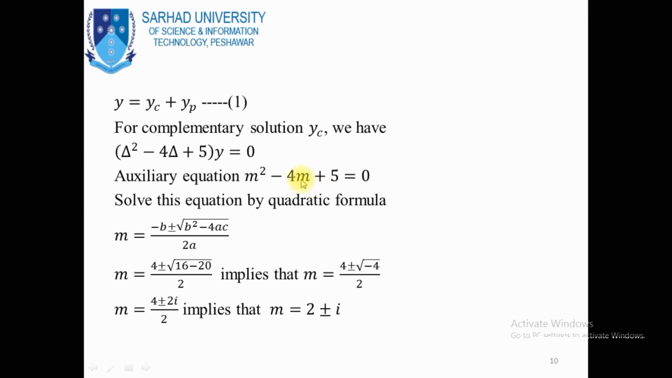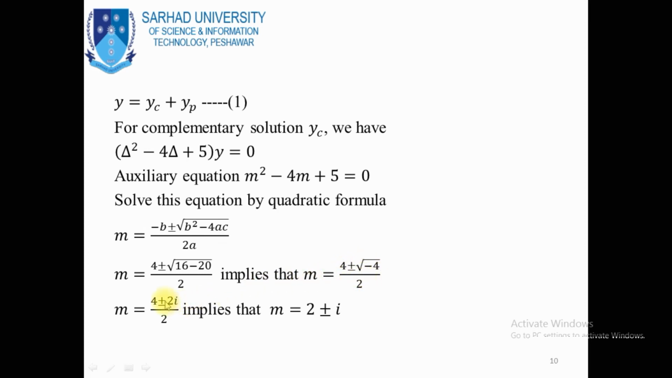Now the complementary solution of this homogeneous equation depends on the nature of roots. So first of all, to find the roots of this equation, we solve this quadratic equation by the quadratic formula. M is equal to minus b plus minus under root b square minus 4ac divided by 2a. The value of a is 1, the value of b is minus 4, and the value of c is 5. Putting the values of a, b and c, we obtain m is equal to 4 plus minus under root 16 minus 20 divided by 2. After simplification, we obtain m is equal to 4 plus minus under root minus 4 divided by 2.